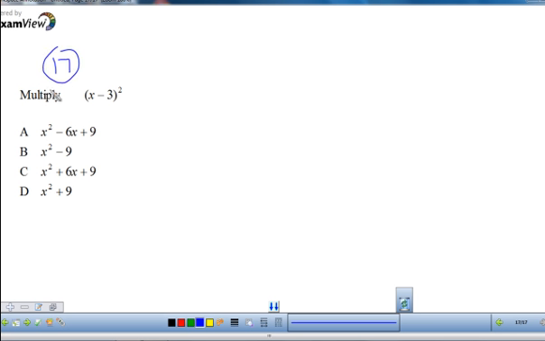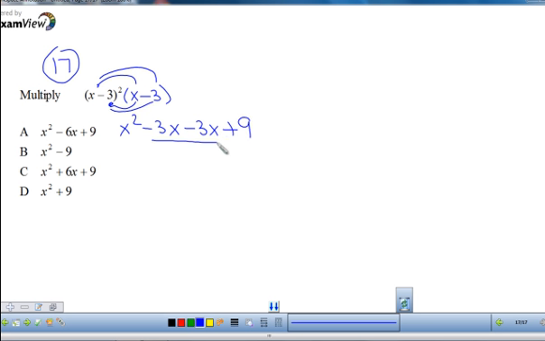Number 17. So multiply x minus 3 squared. Remember, the squared means that you need to write it twice. So we're going to write it twice, and then we're going to distribute. So x times x is x squared. X times negative 3 is negative 3x. Negative 3 times x is negative 3x. And negative 3 times negative 3 is positive 9. Again, we're going to add like terms. So x squared minus 6x plus 9. Okay, so be careful with the signs.